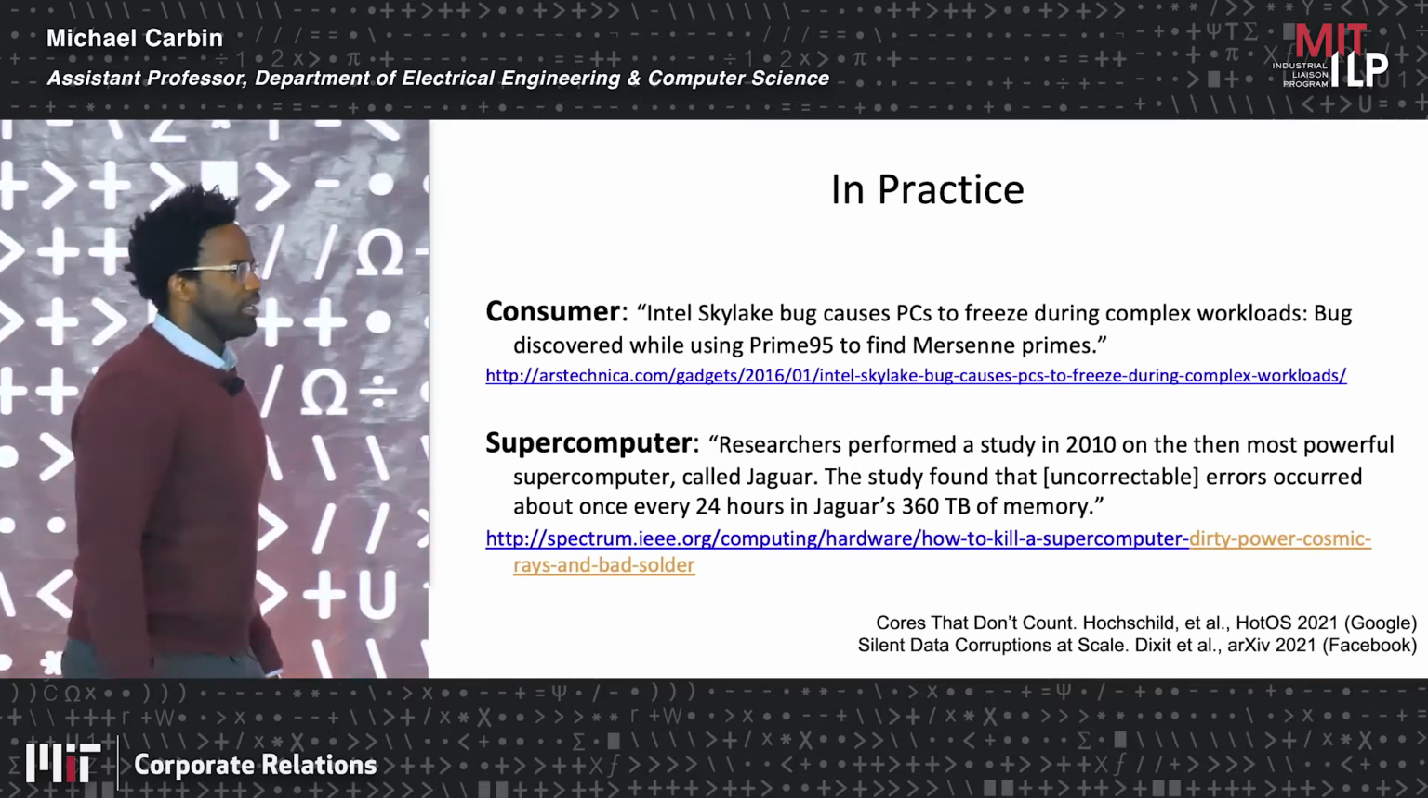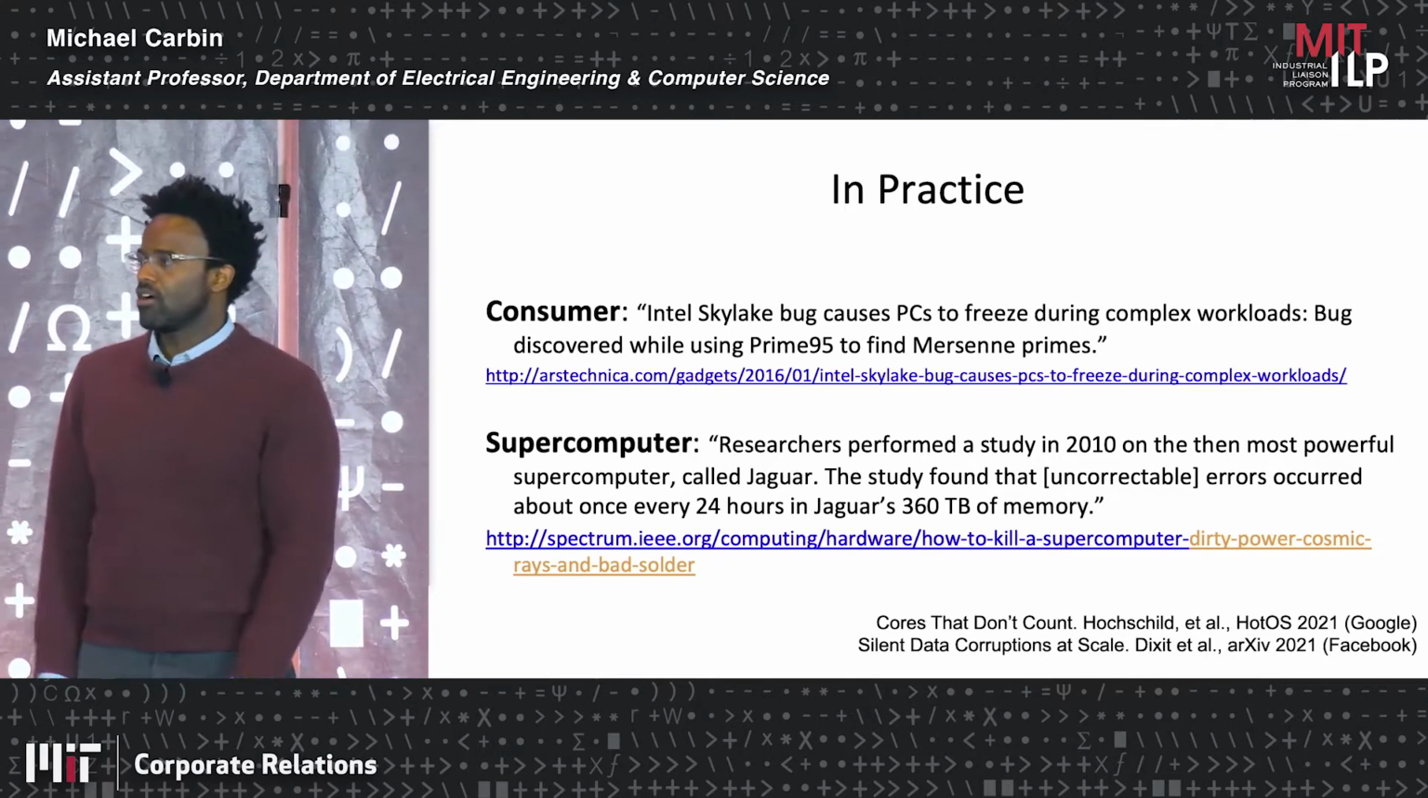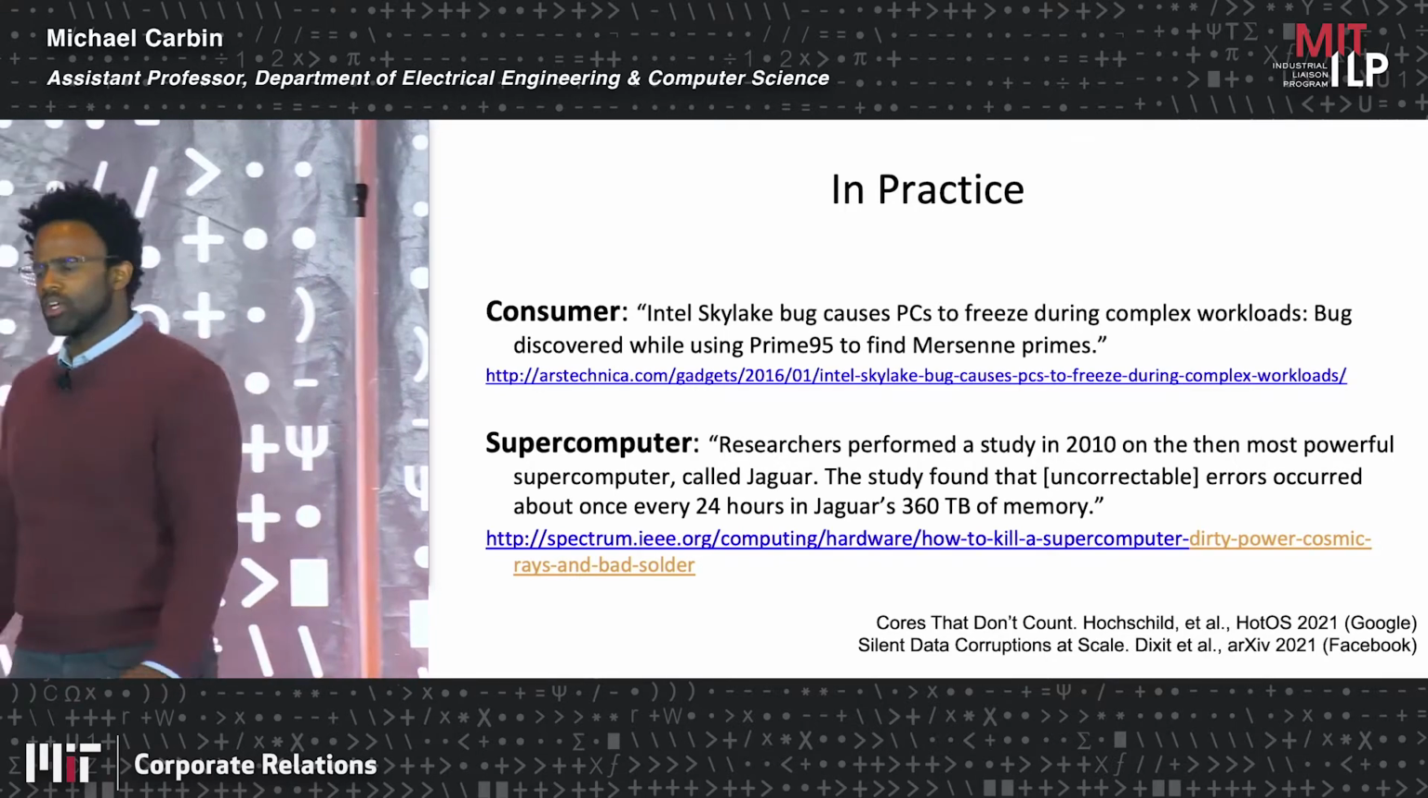So now the question is, if this is the reality that we sit in, that our software, or at least our hardware, produces incorrect results, how do we cope with this problem?